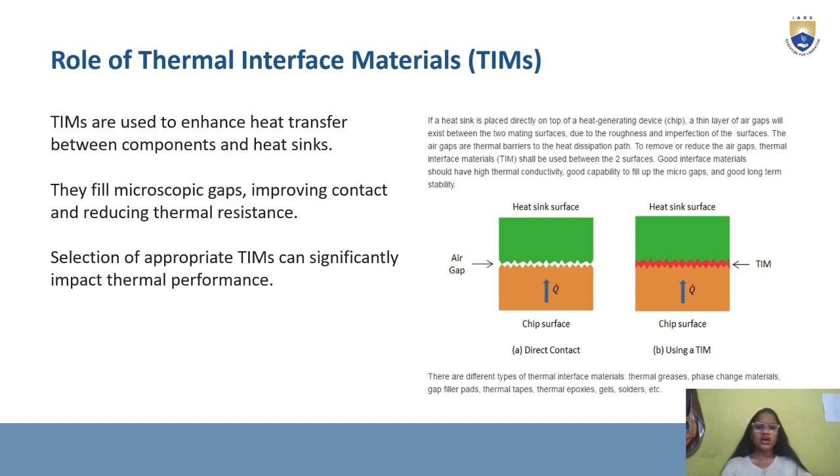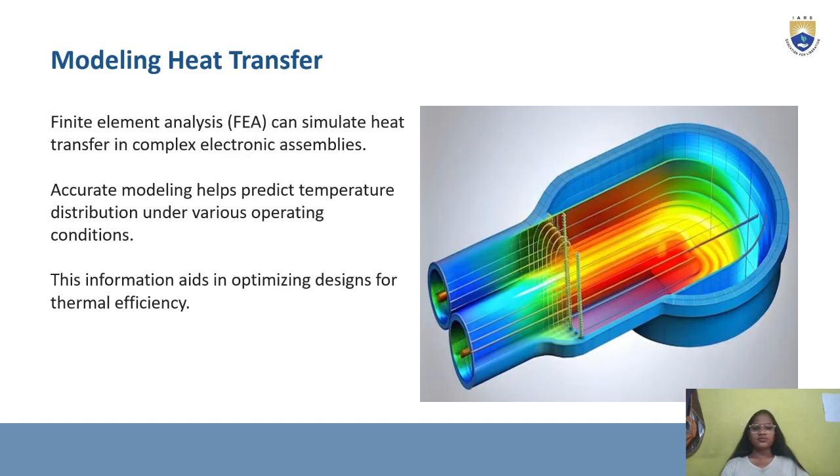Now, without any TIM, with direct contact, you can notice some air gap in there. And with thermal interface materials, you can fill up the air gap. There are different types of thermal interface materials, such as thermal greases, thermal phase changing materials, gap filler pads, thermal tapes, thermal epoxies, gels, solders, etc.